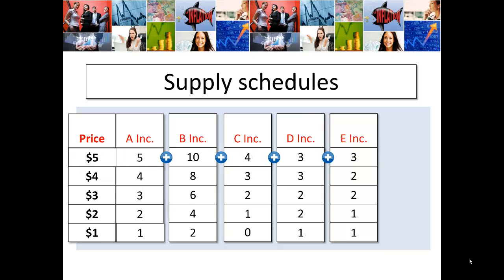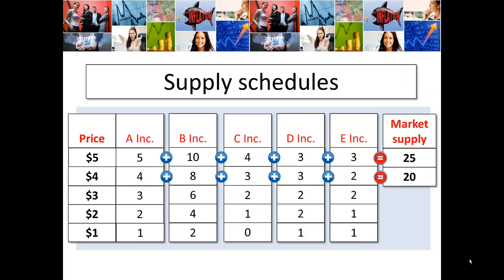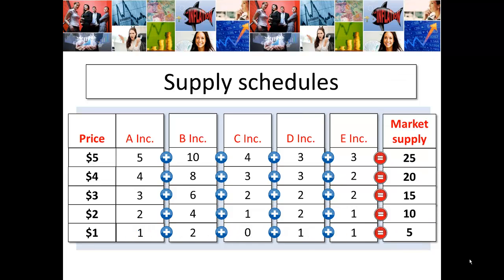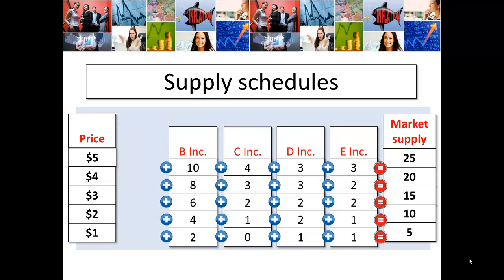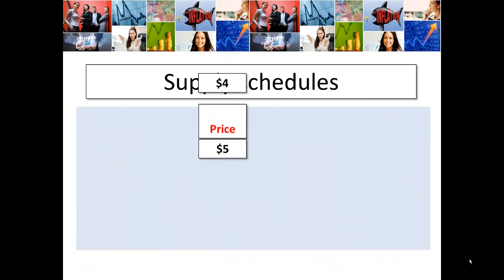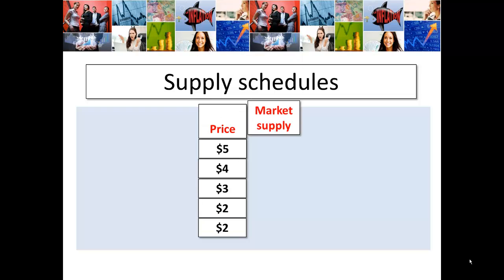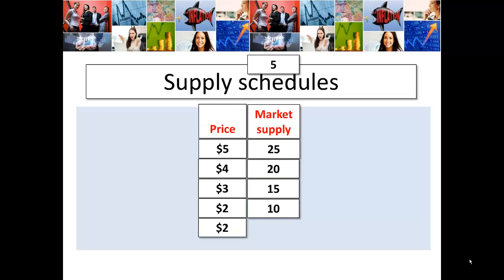Now if we sum across all of these companies that constitute the market, we will get our market supply. So at $5.25 is the market supply, $4.20. At $3 we're adding up across those different firms. Market supply is 15. It keeps falling. At low prices, firms do not like to supply the market because it's relatively less profitable. So price will determine the market supply schedule.